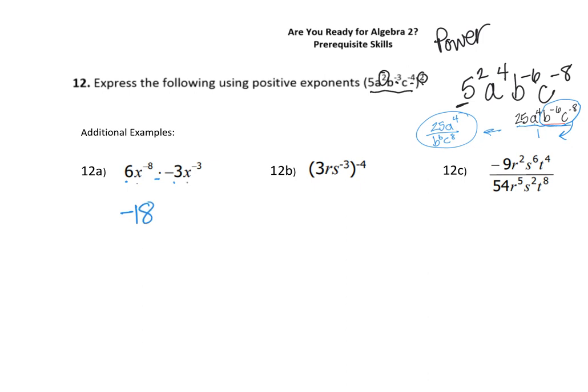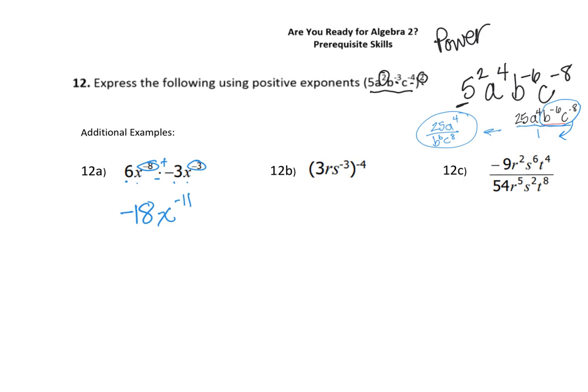I only have one type of variable, which is x, so keep that base. But what do I do with the exponents? Remember, I have negative 8 and negative 3. The problem has times in it, but we do not multiply. Our exponents do something different than what the problem is telling us to do. We're adding. So what does negative 3 and negative 8 make? It makes negative 11.